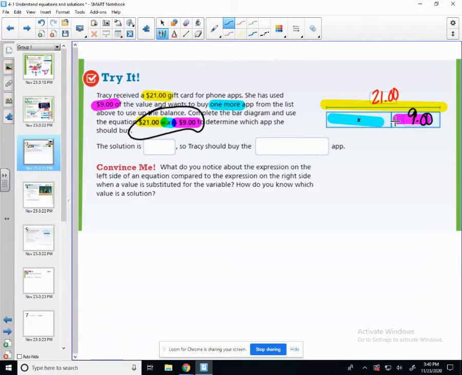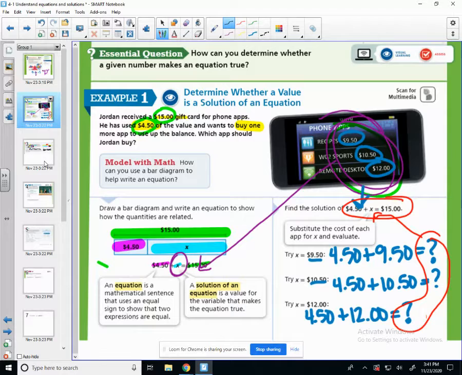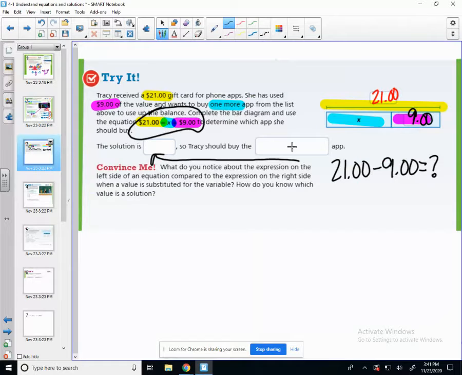So how much money comes between $21 and $9? We can set it up this way. $21 minus $9. And what do we get? That answer goes right here in your box. Now go back here. Which app should she buy? Which one of these apps cost that much money? And then the app goes right here.